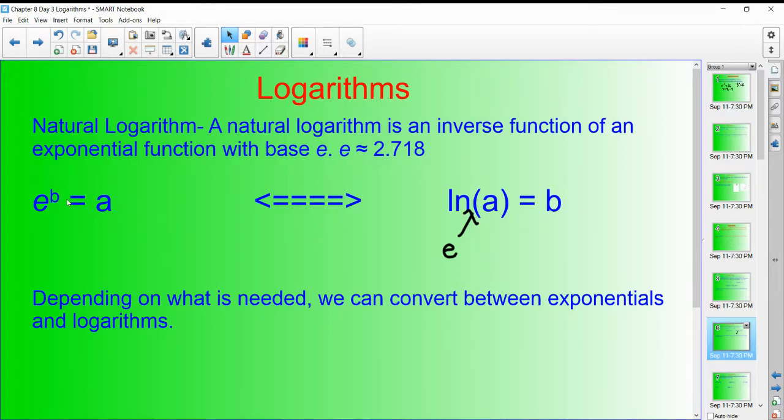So the same conversion where the base is e, the base down here is e. The exponent is up here, the exponent goes by itself. And then it really relates the base to the exponent, and we're going to see an example.